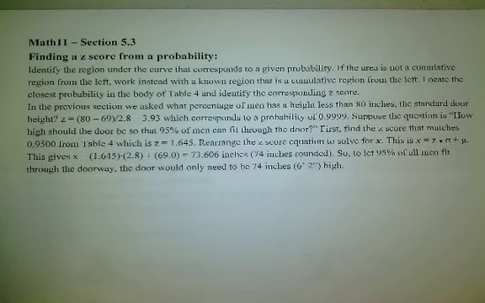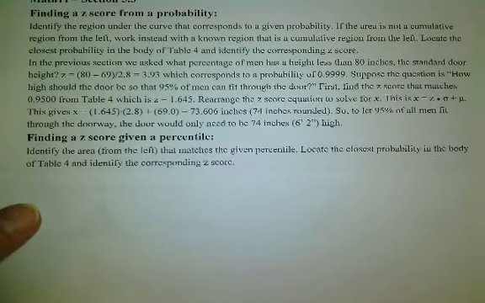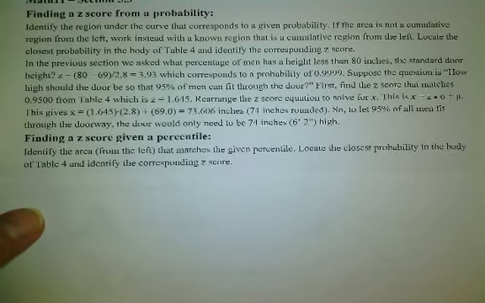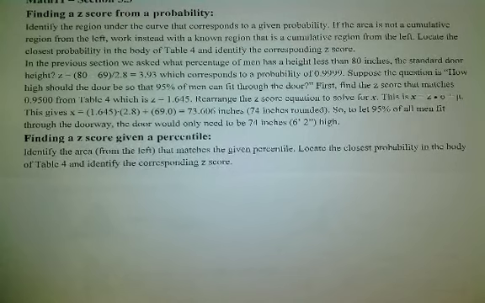74, that's only 6'2", whereas the 80 inches that we had before let in beyond 99.99% of all men. So now let's suppose that we wanted to find the z-score associated with a certain percentile. Then again, we want to identify the area from the left that matches the given percentile, locate the closest probability in the body of the table, and identify the corresponding z-score.